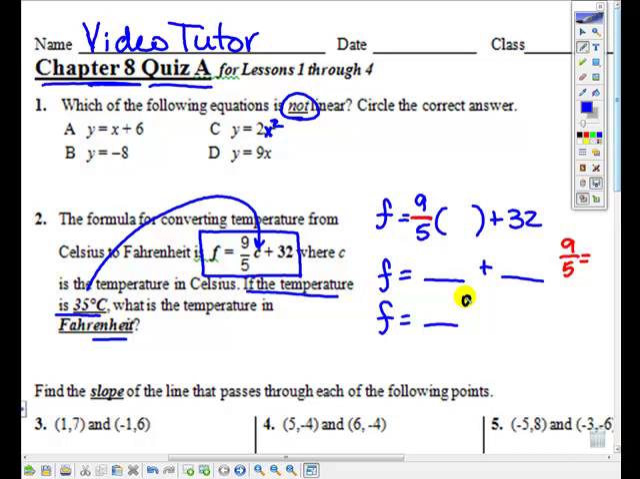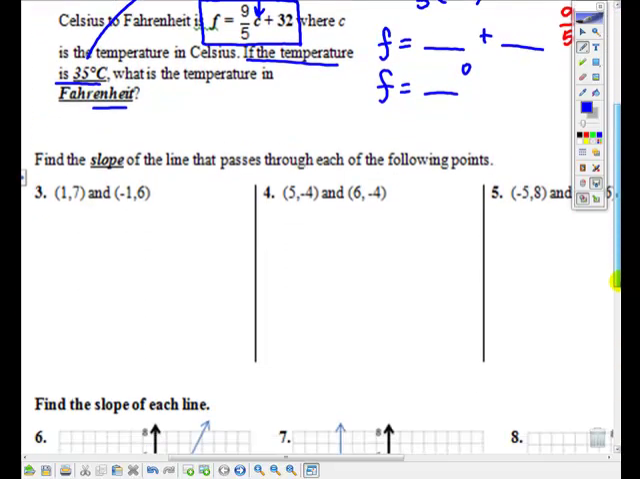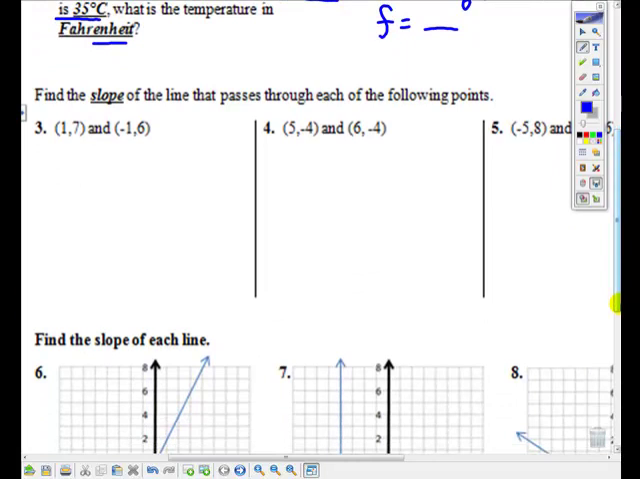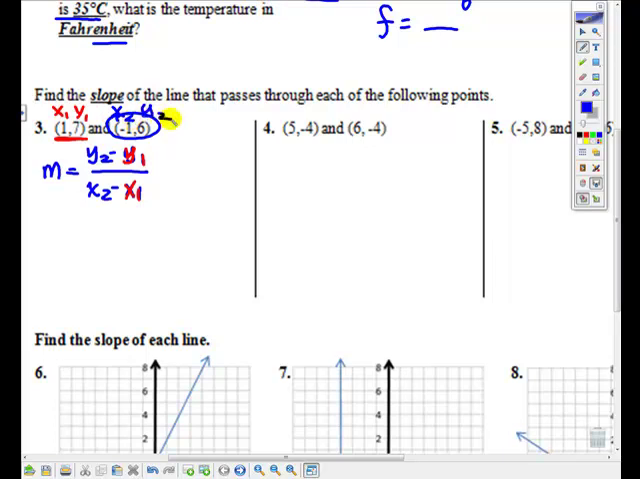As we continue on now, if we drop down to 3, 4, and 5, finding the slope of the line that passes through the following points, we're using the formula that m, or slope, equals y2 minus y1 over x2 minus x1. If we color code it quick, this point being x1 and y1, these are the numbers that you want to put in here, and the other ones that are already blue would be this point where that's x2, y2.